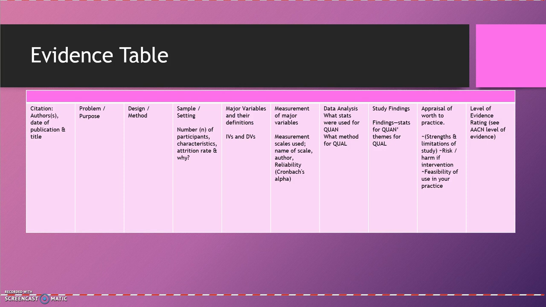Sample and setting. The thing about sample and setting is we want to know the number, so you utilize the N. N equals 118, so 118 participants. What are the characteristics of the population? Maybe it's looking at rape survivors. And then we want to know what the attrition rate is. A lot of times studies will start out with X amount of people, say 120, but by the end of the study their true sample population is, let's say, 100. And just mention maybe why some people dropped out.